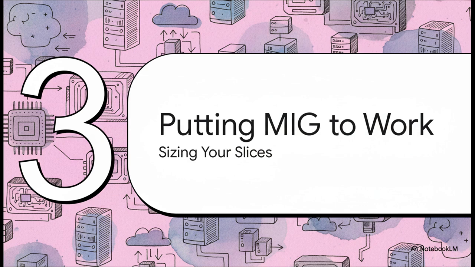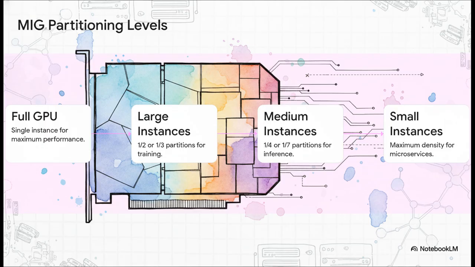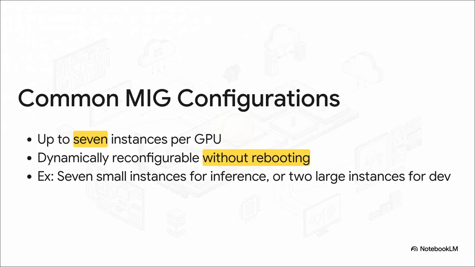Let's get practical. The real beauty of MIG is just how flexible it is. You can set up the whole GPU as one monster instance for a huge training job, or you could slice it into 2 or 3 big instances for your development teams. You can even carve it up into 7 smaller instances, which is just perfect for running a bunch of separate AI inference models at the same time. And get this, these setups aren't set in stone. You could have a GPU running with 7 small instances for an inference service during the day, and then, without even rebooting the server, change it on the fly to 2 giant instances for a heavy training job overnight.